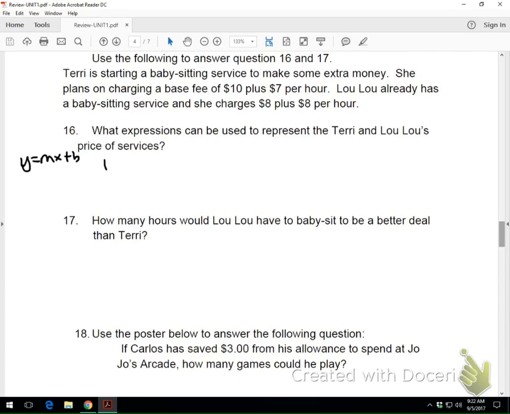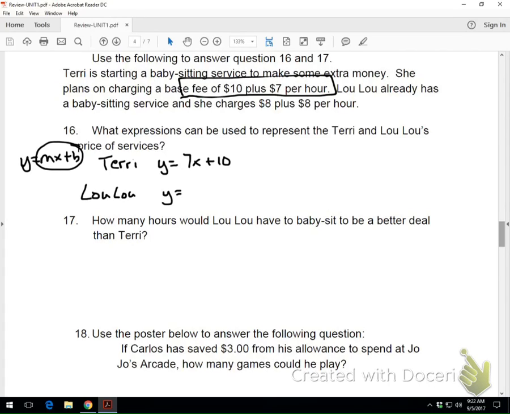So let's start with Terry. We're going to write y equals. Now how am I going to write this equation? 10 plus $7 per hour. 10 plus 7x, but I want it to look like this: 7x plus 10. There you go. Good. Now if we do Lulu, y equals, how am I going to write this? 8x plus 8. There you go, 8x plus 8. Perfect.